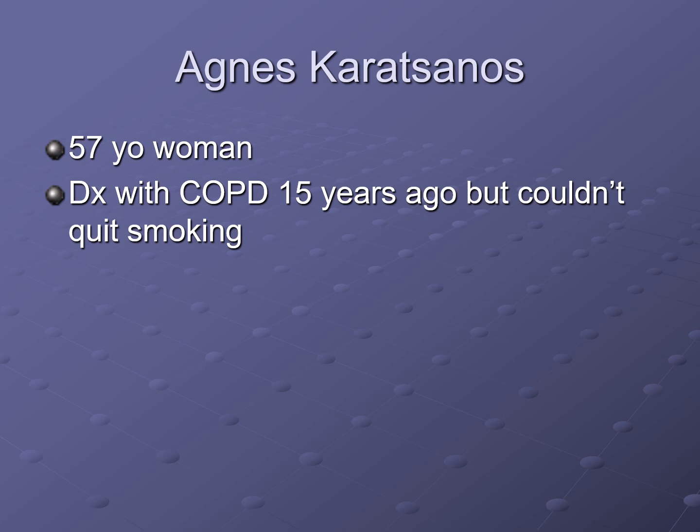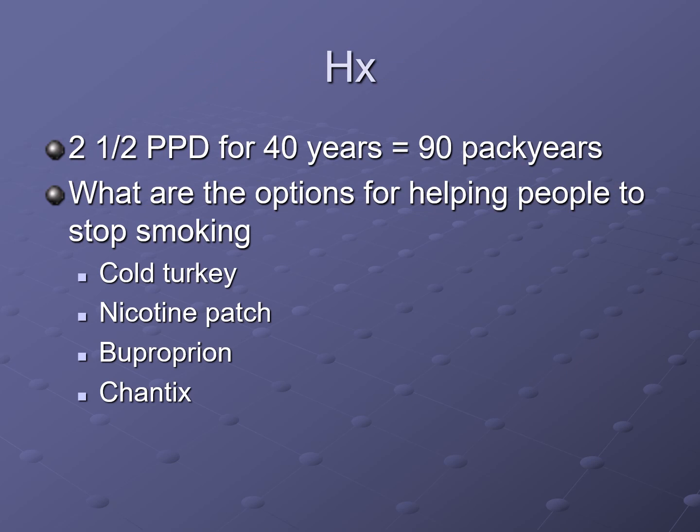Agnes Karatsanos, 57-year-old woman. She's got COPD. We diagnosed it 15 years ago. She just couldn't quit smoking. We tried Chantix. We tried bupropion. There are secondary approved drugs, including nortriptyline and clonidine. None of these were effective for her. 2.5 packs for 40 years. That's at least 90 pack years.